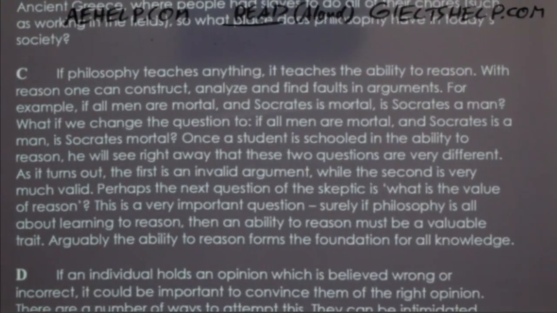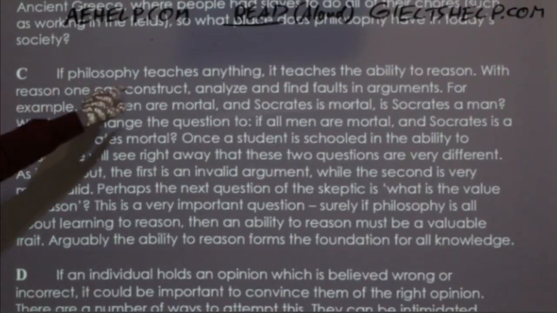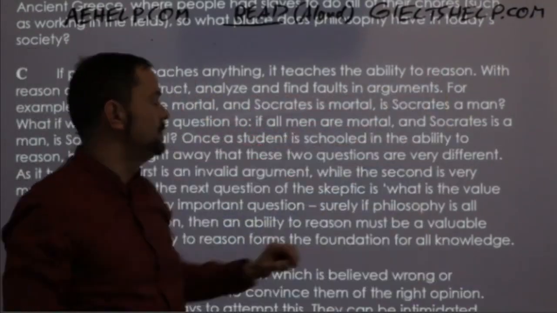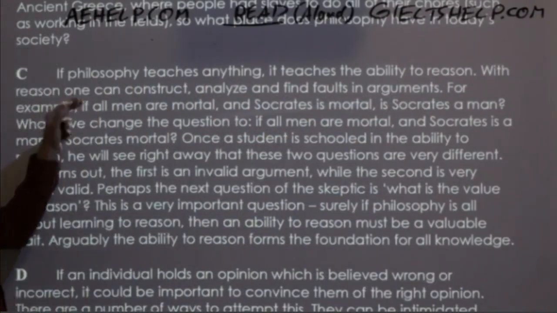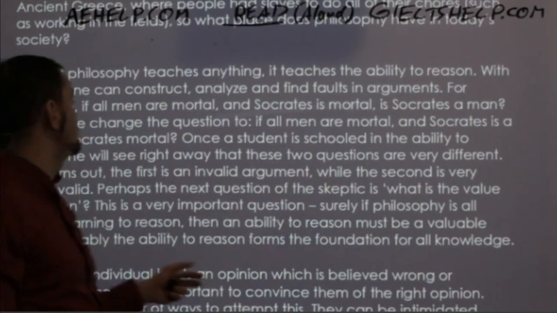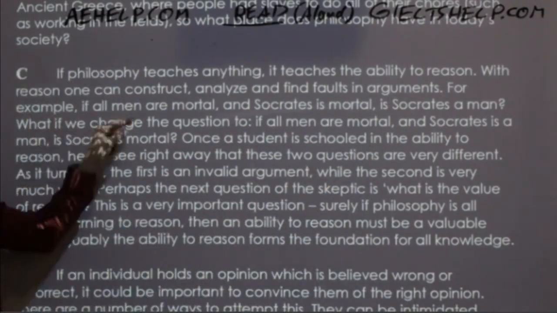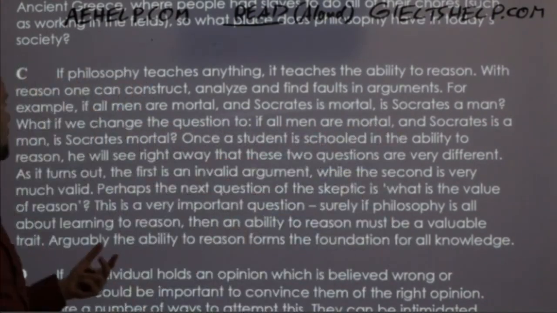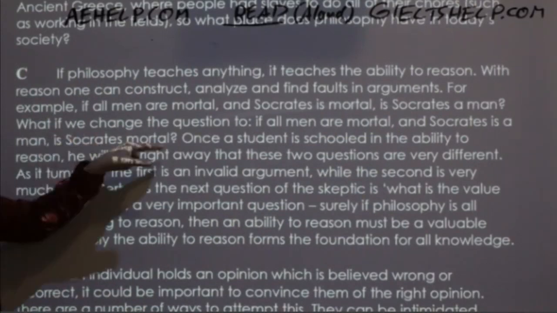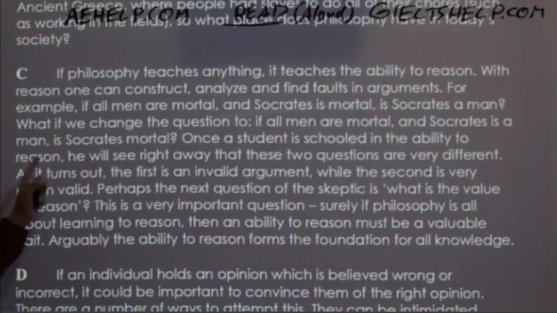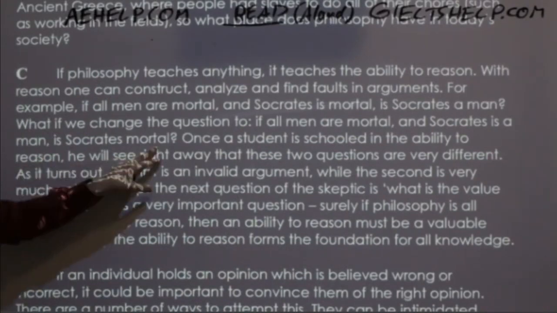Read with me again, read out loud. So if philosophy teaches anything, it teaches the ability to reason. With reason, one can construct, analyze, and find faults in arguments. For example, if all men are mortal and Socrates is mortal, is Socrates a man? What if we change the question to if all men are mortal and Socrates is a man, is Socrates mortal?